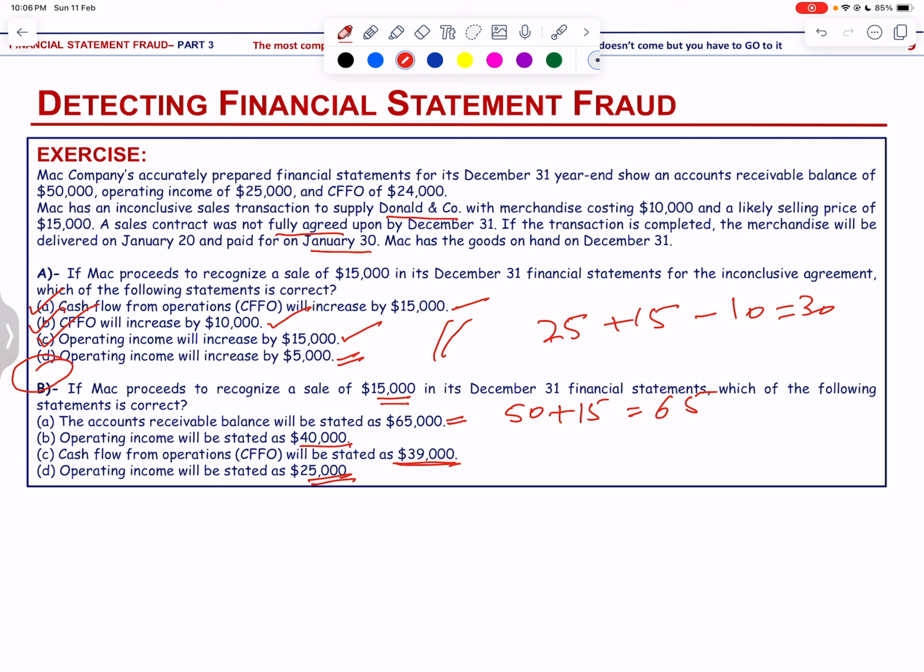So options B, C, and D are incorrect because they misrepresent the impact on operating income and cash flow from operations resulting from the recognition of the additional sales. So therefore option A is the most suitable answer in the given scenario described.